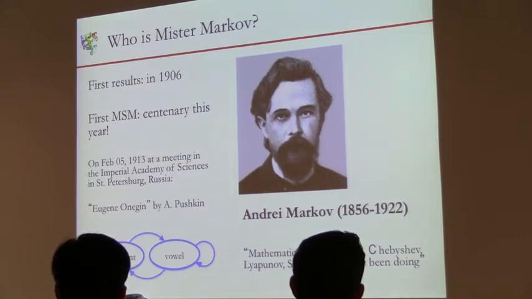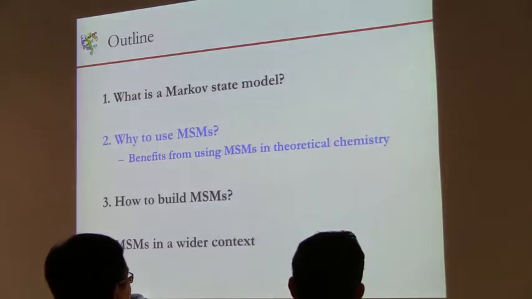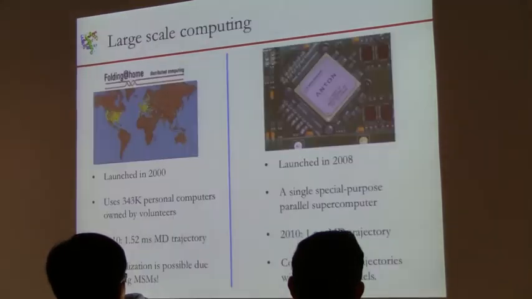Once he was asked to give a definition of mathematics, and he said, mathematics is what Gauss, Chebyshev, Lyapunov, Steklov, and I have been doing. Very unusual definition. Now, why do we want to use Markov State models?